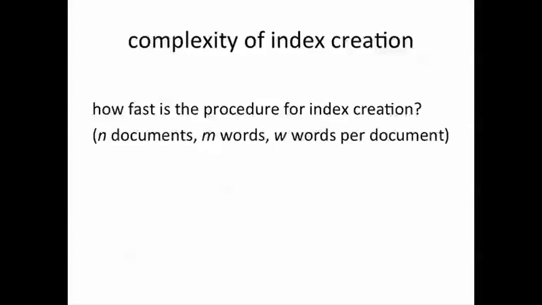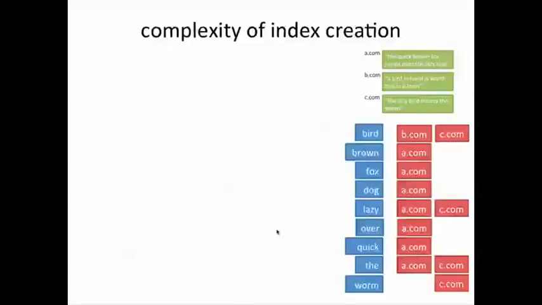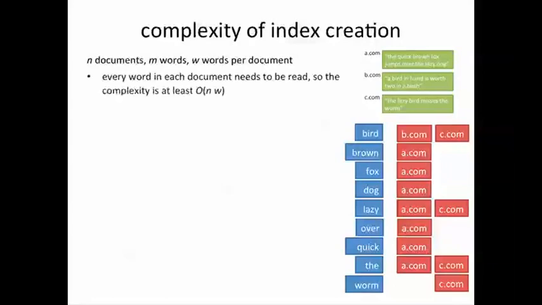And w may or may not be very large, because every document may have a few thousand or a few 100,000 words, but certainly not billions of words. Let's see now what the answer is. We have our index structure here, we have our documents, and we assume there are n documents, m total possible words, and on the average w words per document. First thing we notice is that every word in each document needs to be read at least once. So the complexity is at least order nw.